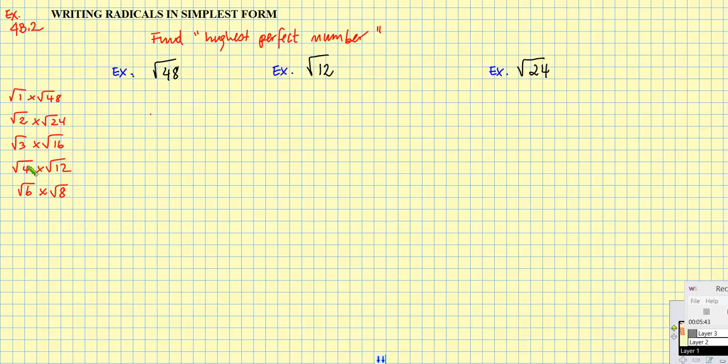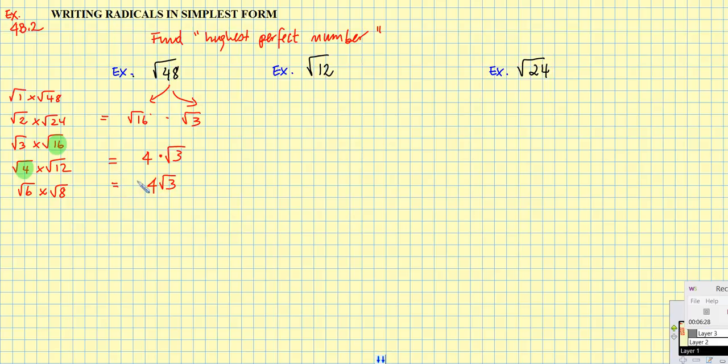And the ones that have perfect squares in them are this one, root 4 times root 12, and also root 16 times root 3. Now because 16 is a higher perfect square than 4, I'm most likely to choose root 16 times root 3. And in doing so, I discover that the square root of 16 is equal to 4, and what's left over is a multiplication with root 3. So we just have 4 times root 3, which we normally just write as 4 root 3.